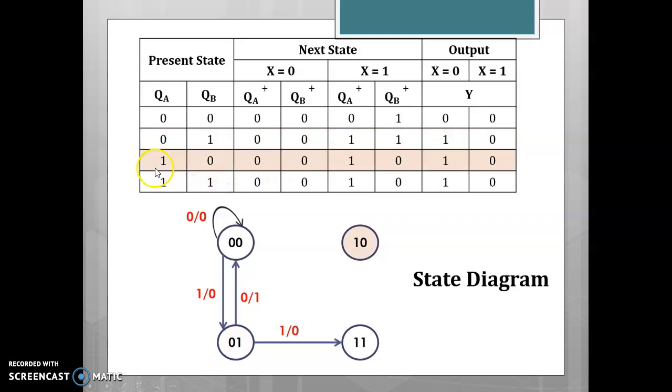Coming to the third case, 10. For the input x equal to 0, the next state is 00 with the output 1. And for the input x equal to 1, the next state is 10 with the output 0. Coming to the last case, 11. For the input x equal to 0, the next state is 00 with the output 1. And for the input x equal to 1, the next state is 10 with the output 0. So this is the state diagram for the given sequential circuit.